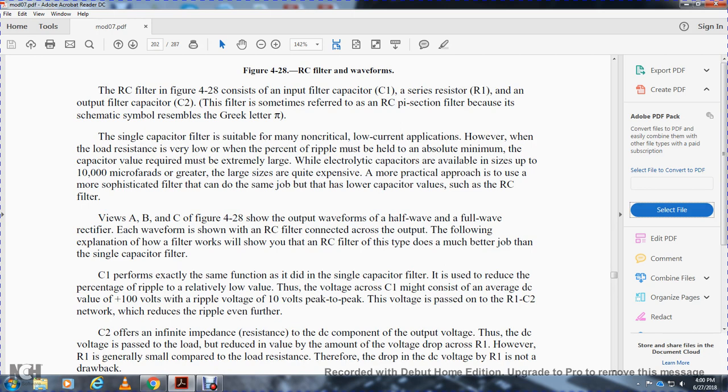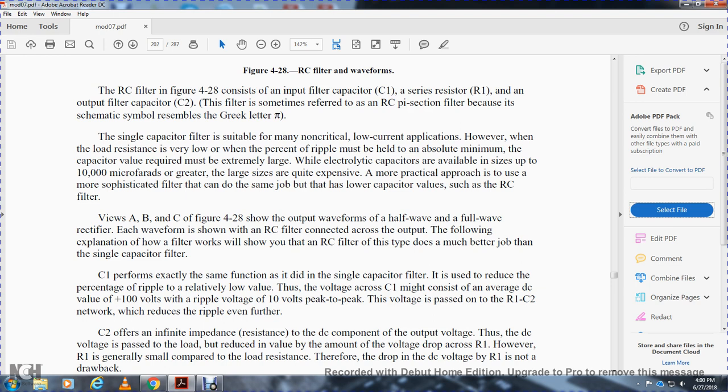The filter is sometimes referred to as the RC pi section filter because of the schematic symbol that resembles the Greek letter pi. A single capacitor filter is suitable for non-critical, low current applications. However, when the load resistance varies, the percent of ripple must be held to an absolute minimum. The capacitor value required must be extremely large.